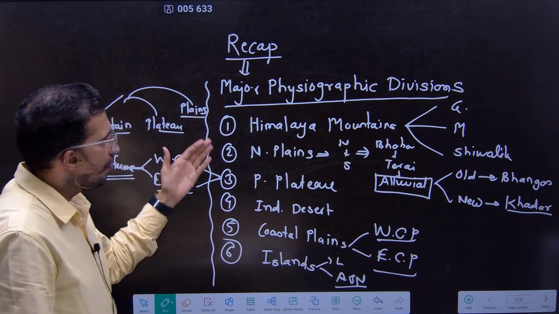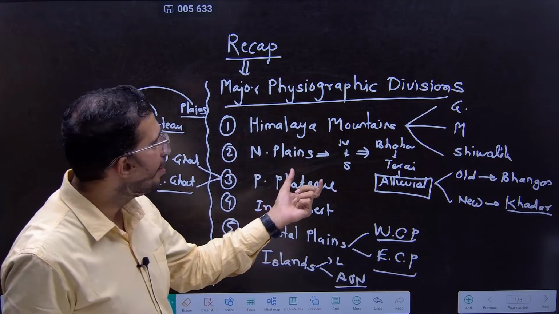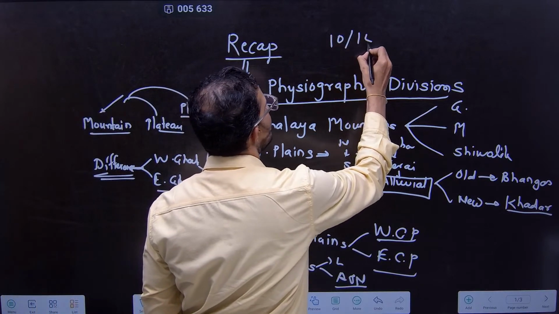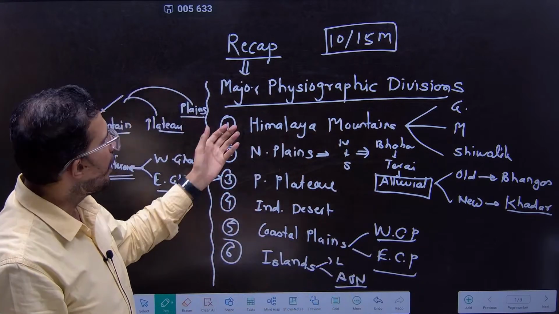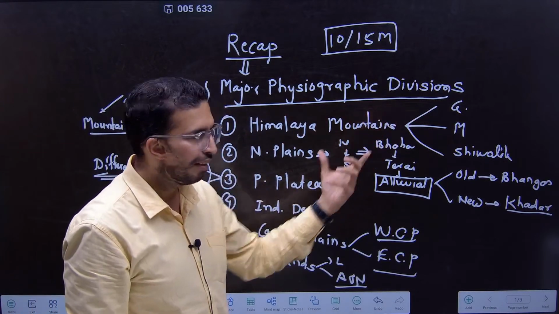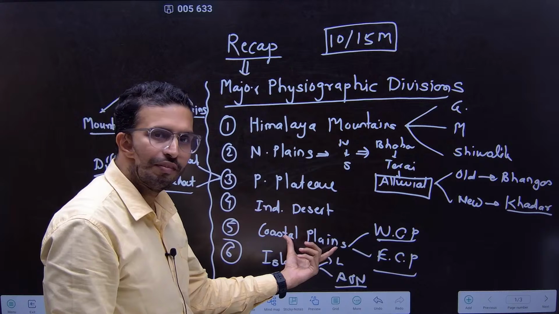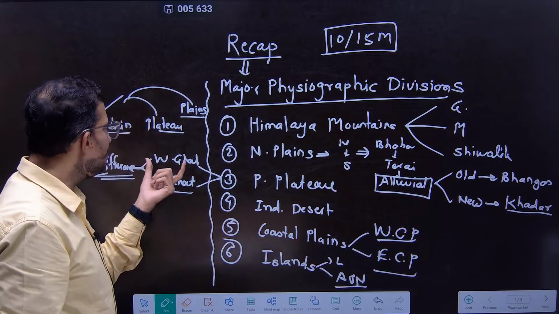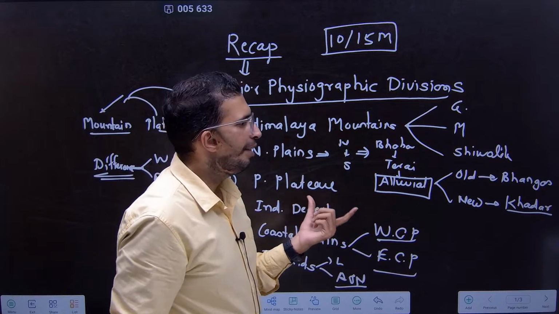Then we also saw the questions and the approach for answer writing. How to write the answer? Suppose they might ask 10 or 15 marker questions on this topic. Like, explain the major physiographic divisions of India, explain the features of peninsular plateau, explain the coastal plains features along with examples, or differentiate between the Western Ghat and Eastern Ghat. That we saw in yesterday's lecture.